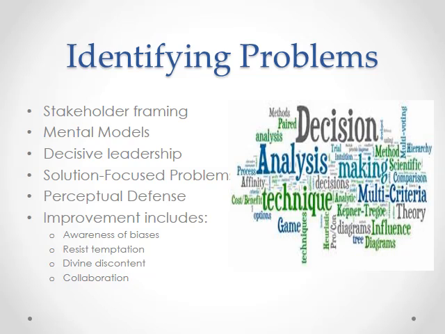Some ways to identify problems more effectively include the awareness of these biases, as this motivates decision makers to consider other perspectives. Resist the temptation of attempting to look effective, and take the time to analyze the situation to identify the problem properly. And there's divine discontent, which is never being satisfied with the status quo. And last, collaboration. Two heads are always better than one.